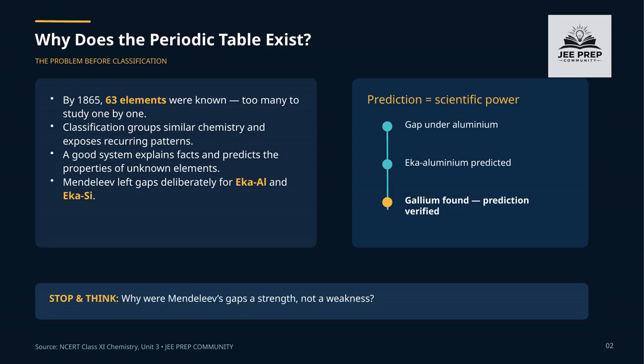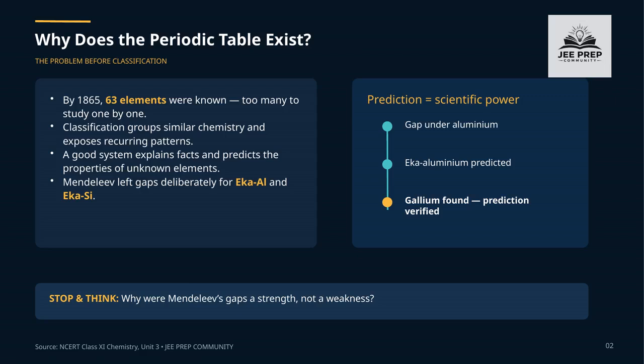Now, let us create a JEE algorithm. First, write the ground state electronic configuration. Second, identify the highest n, that gives the period. Third, identify the subshell receiving the last differentiating electron, that gives the block. Finally, determine the group. For the s block, group number is the number of valence s electrons. For the p block, group number is 10 plus the total number of valence electrons. For the d block, group number is usually the sum of (n-1)d electrons and ns electrons.